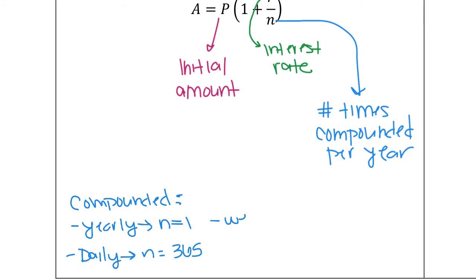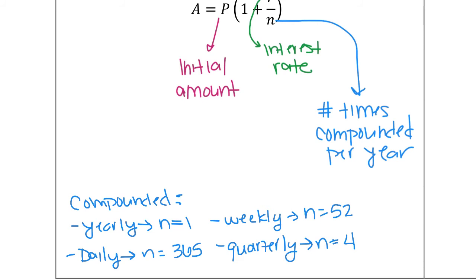Let's say you're compounded weekly. Well, how many weeks are in a year? That'd be your n of 52. If we say we are compounded quarterly, well, if we divide a year into quarters, that means your n would be a 4. And then the last one that's most common is monthly. If you're compounded monthly, that means you have an n value of 12. It's basically how many of those increments can you fit into a year. That's how you can figure out what n is.